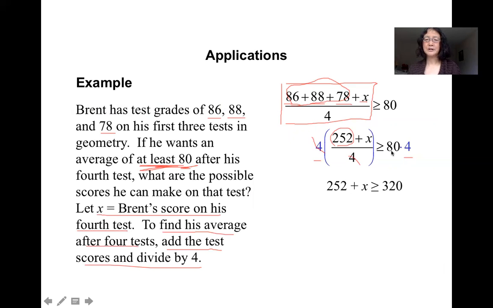greater than or equal to 80 multiplied by 4, 320. And now on both sides you subtract 252. You get, left-hand side x, right-hand side 320 minus 252, 68. Okay. So the final answer is, the question is, what are the possible scores he can make on that test? The possible score is at least 68, on his fourth test.